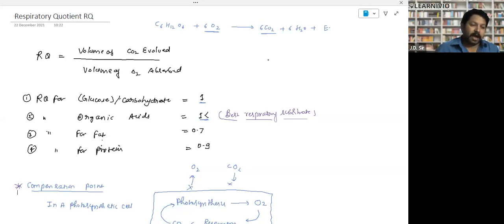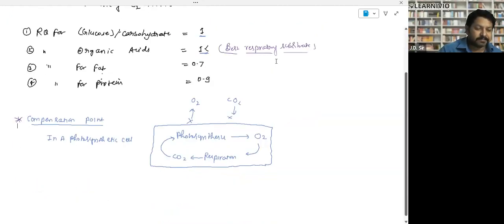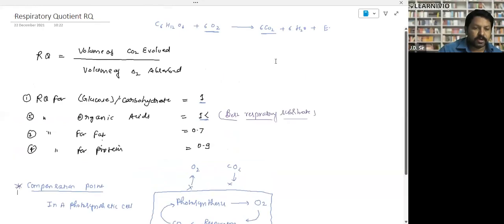If the RQ is higher, it means this is the best respiratory substrate. Look, RQ for glucose or carbohydrate is 1. So this is the standard. Then RQ of organic acid is more than 1. That's why it is the best respiratory substrate. RQ of fat is very low, 0.7. It means this is the worst one. Protein is higher than fat. So this is called respiratory quotient. Nothing to understand here. Very simple concept. So you can note it down.